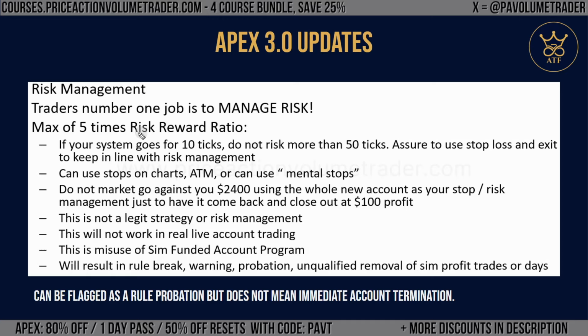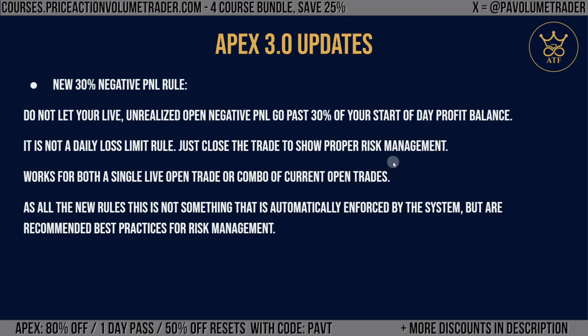So basically, do not use more than a 5-to-1 risk-reward ratio. Don't let trades go heavily against you, only to then close them off for break even or for a small profit. Now, the new 30% negative PnL rule: do not let your live unrealized open negative PnL go past 30% of your start of day profit balance.